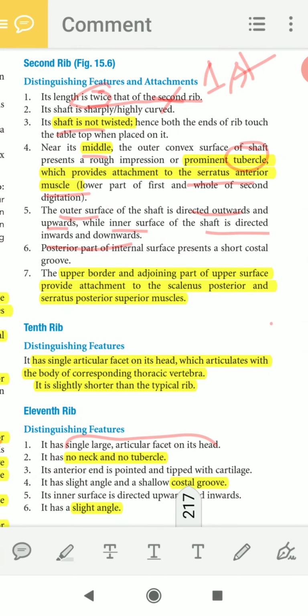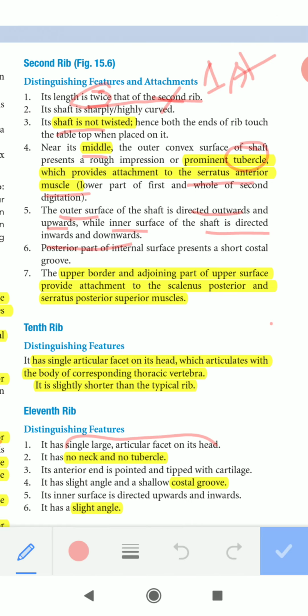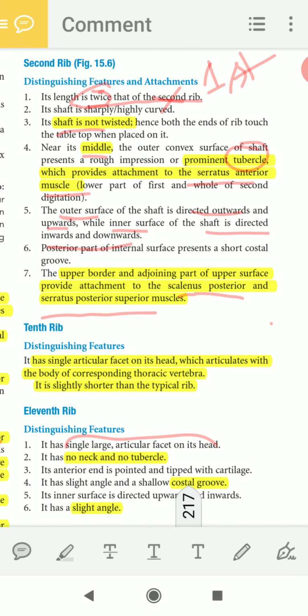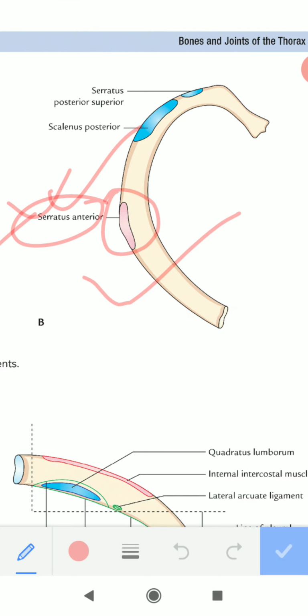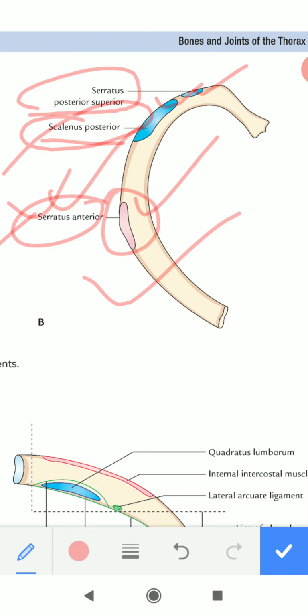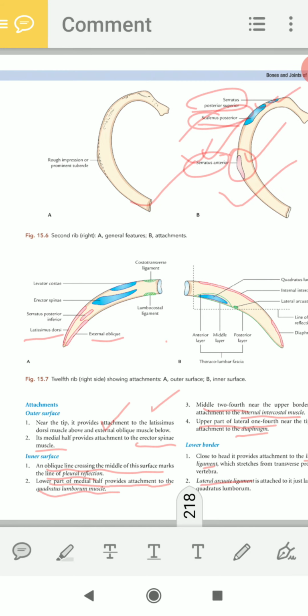Now the next feature is the outer surface of the shaft is directed outwards and upwards, but the inner surface is directed inward and downward. And the last feature is the upper border and adjoining part of the upper surface provides attachment to the scalenus posterior muscle and serratus posterior superior muscle. So in the upper border there are scalenus posterior and serratus posterior superior muscles attached. Okay, so we have very few features from the second rib.